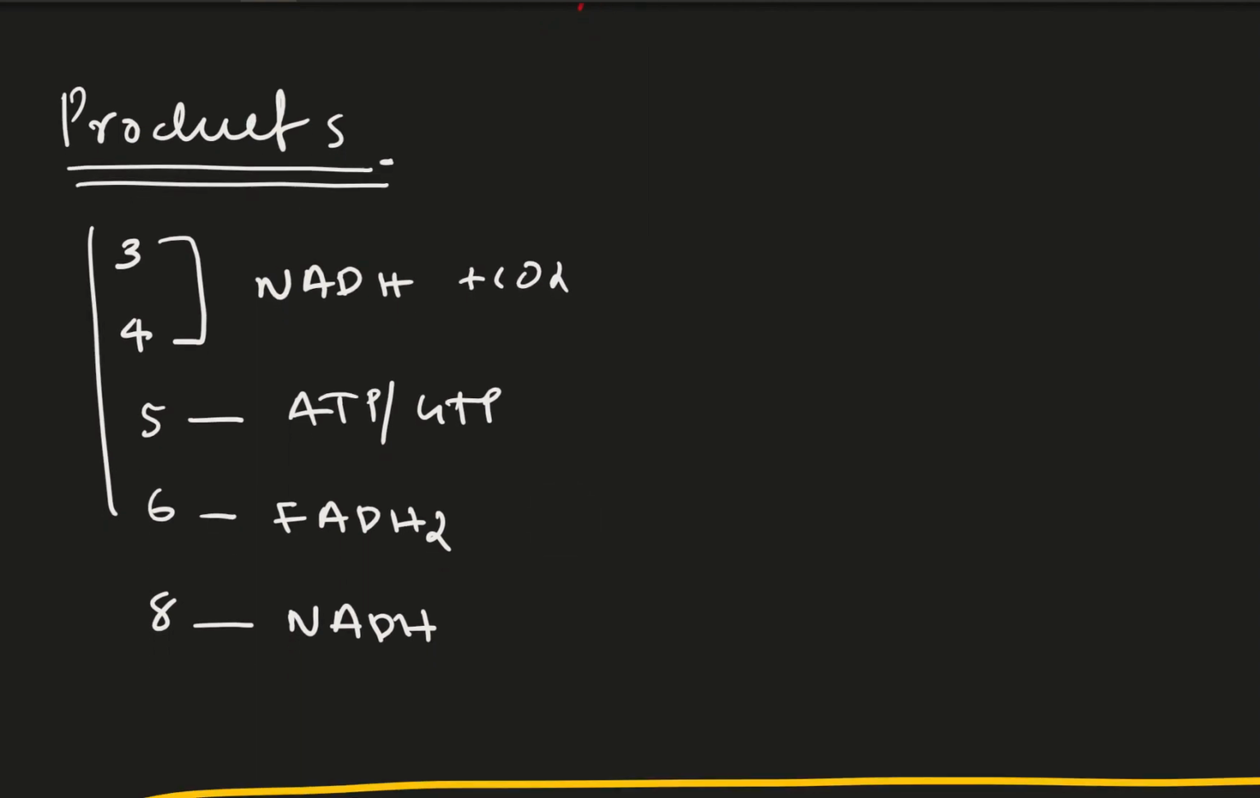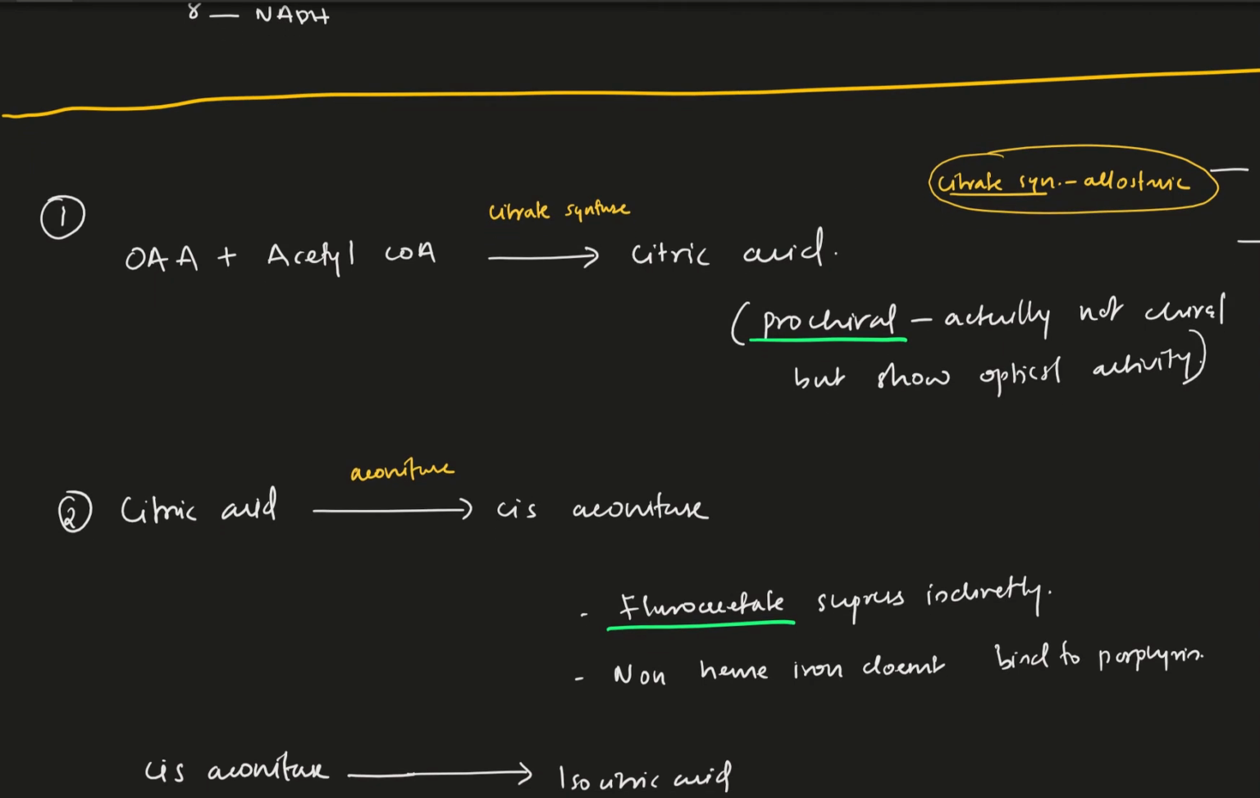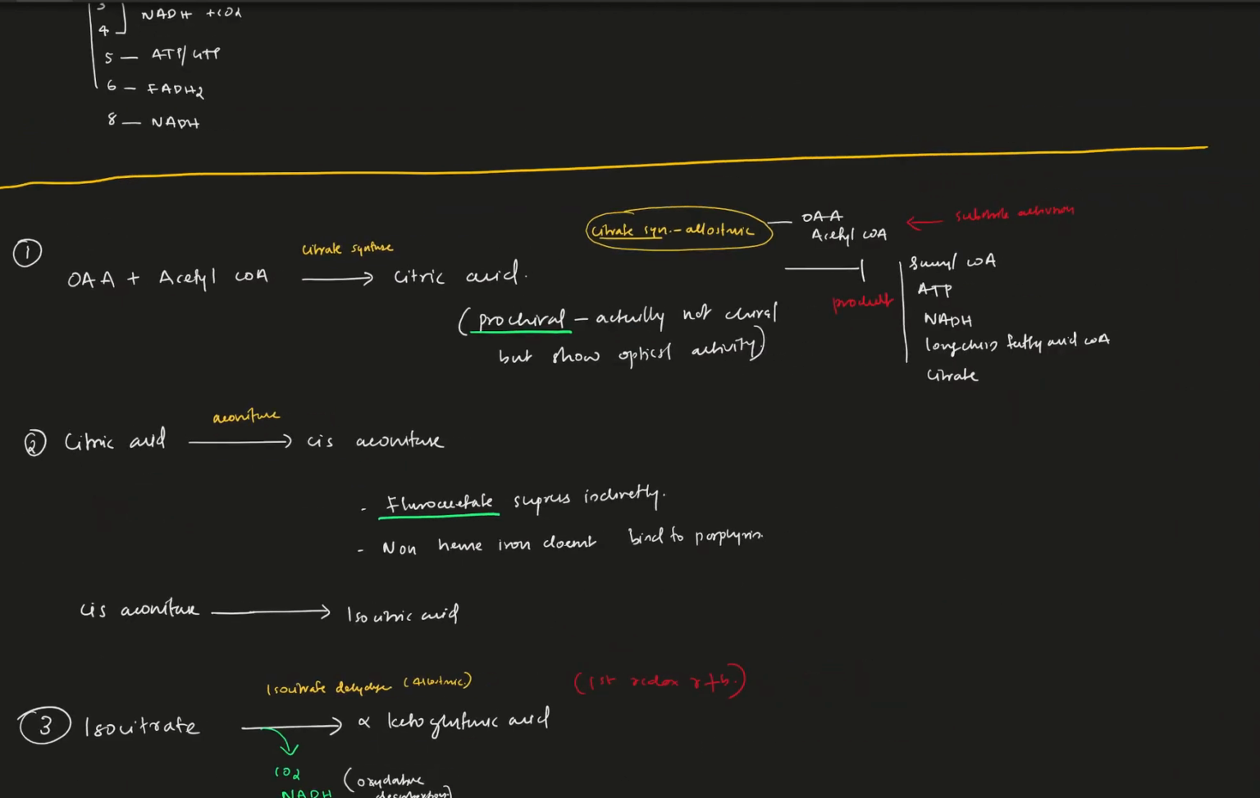Then in the 5th we get ATP and GTP, then in the 6th we get FADH2, and in the 8th we get NADH. So this is the product of the reactions. Now we are actually going to discuss these reactions in detail.